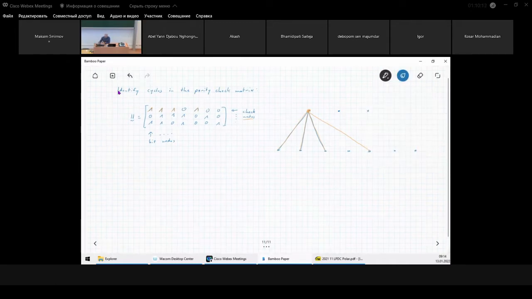So for the second check node, we use second guy, third guy, sixth one, and for the last one, we use the first, second, and the last one. Check nodes, bit nodes.